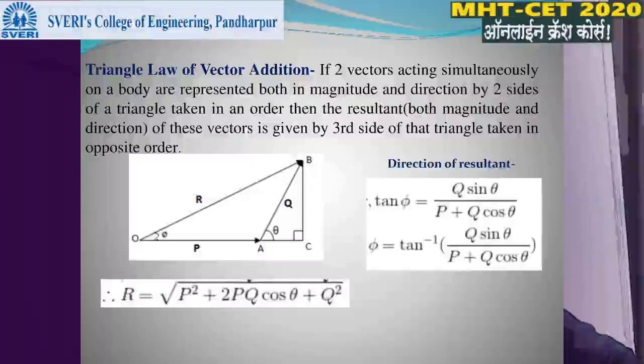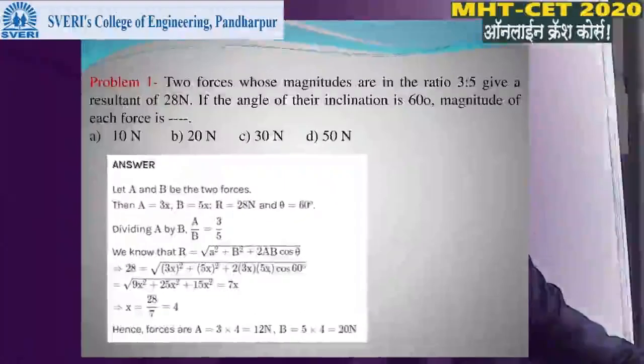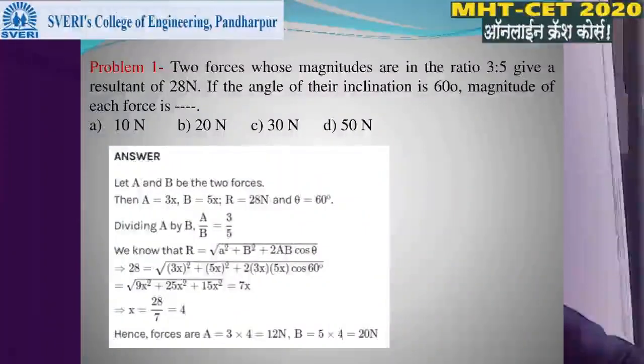See the figure. In that figure, one side is P and the other side is Q, and the angle between P and Q is theta, and the resultant vector is R. Using the formula R is equal to under root P square plus 2PQ cos theta plus Q square, we can find out the value of R. Okay, these are the two most important laws of vector addition. Now we can see some examples of vector addition. Take the first example.